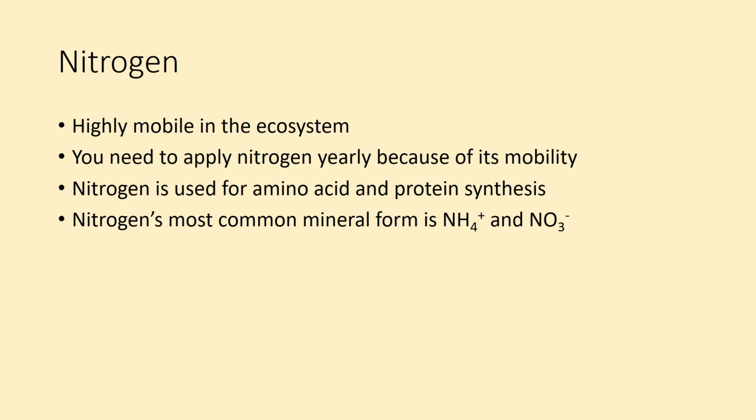An example of this is the nitrogen we apply in the spring one year will not be in the garden the next spring. Nitrogen is used in high concentration in plants for amino acid and protein synthesis. In the soil, nitrogen is often found as ammonium, or NH4+, or nitrate, NO3-.